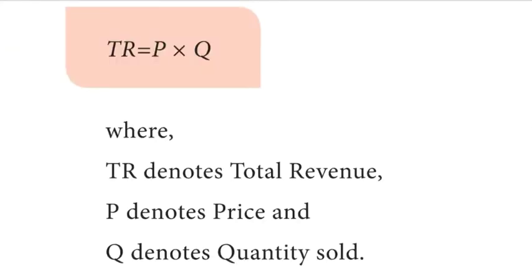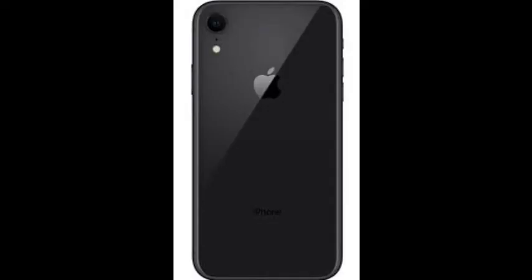Formula for total revenue: TR = P × Q, where TR denotes total revenue, P denotes price and Q denotes quantity sold. For example, a cell phone company sold 100 cell phones at the price of rupees 500 each. Total revenue is rupees 50,000. That is, total revenue is equal to 500 × 100 = 50,000.